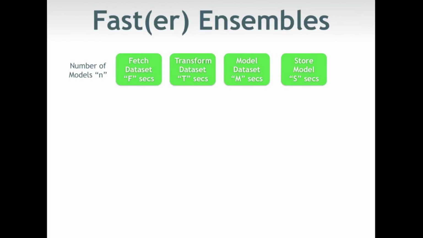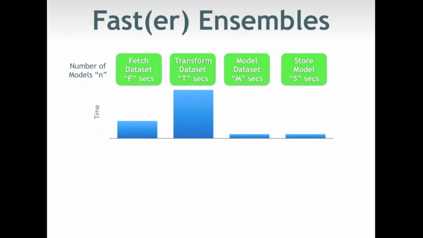Now comes the interesting part. If we look at how long each of these steps takes, we discover something. For a large class of data sets, especially the ones that fit in memory, the transformation time is typically much longer than the modeling time. Moreover, since the model is essentially a summary, compressed view of the data set, it's much smaller than the data set, and the storage time is quite a bit lower than the fetch time as well.